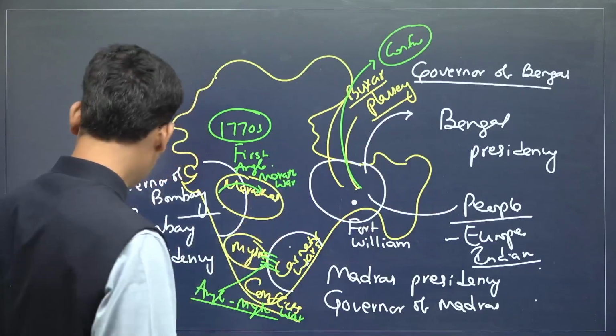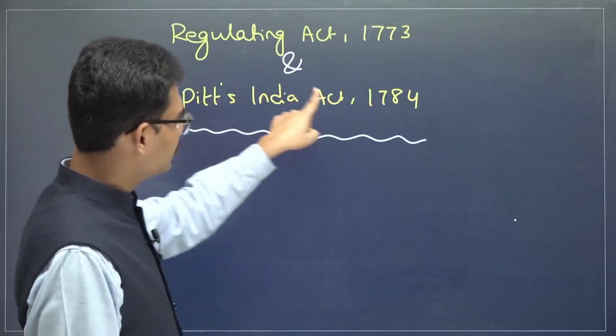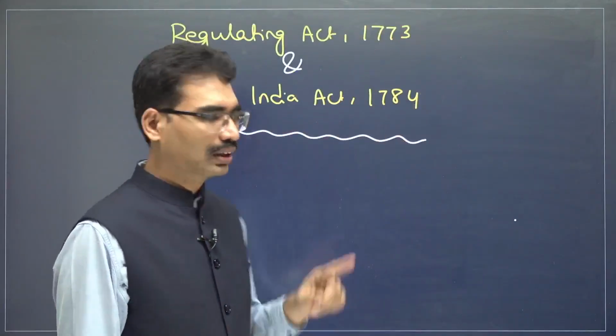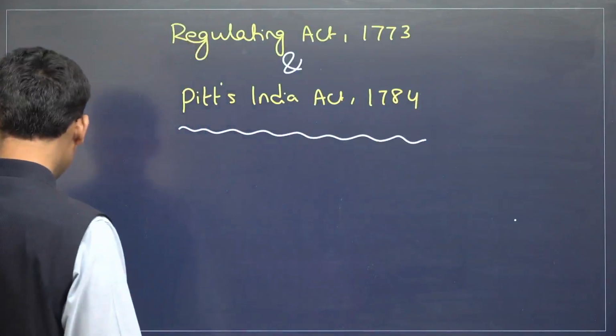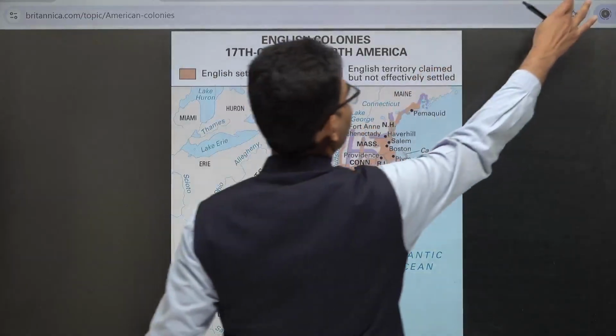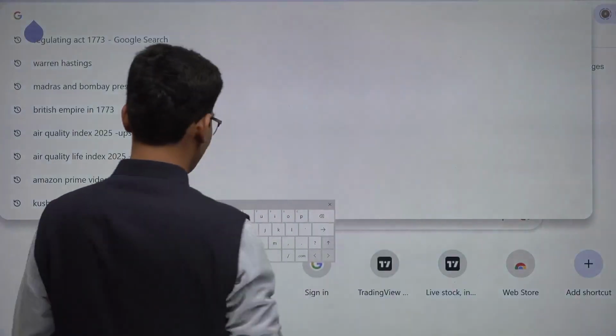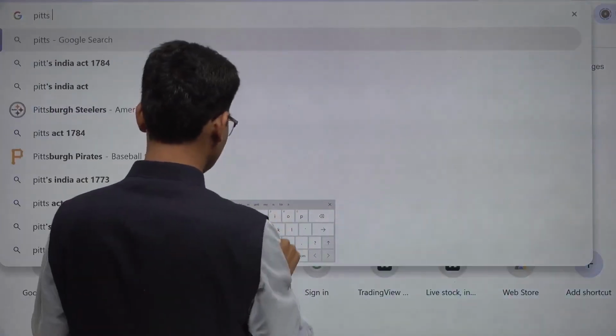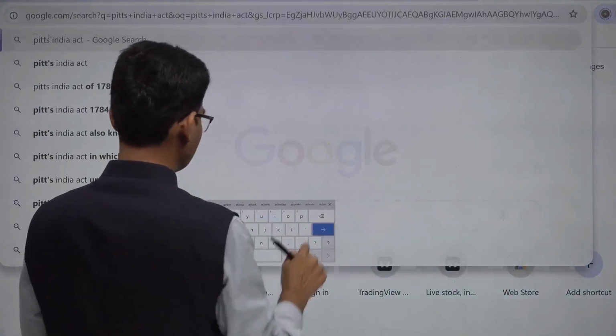Now in 1784, Pitt's India Act was also passed. The main aim of this Pitt's India Act is to overcome the limitations of the Regulating Act.